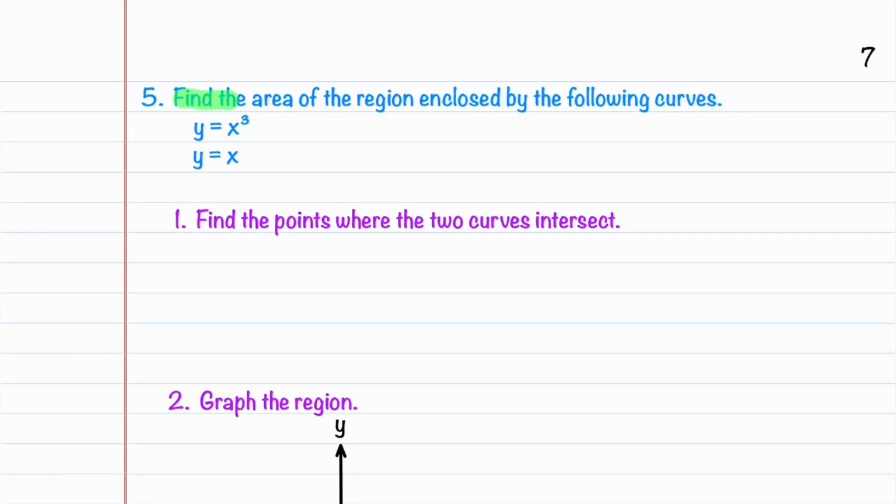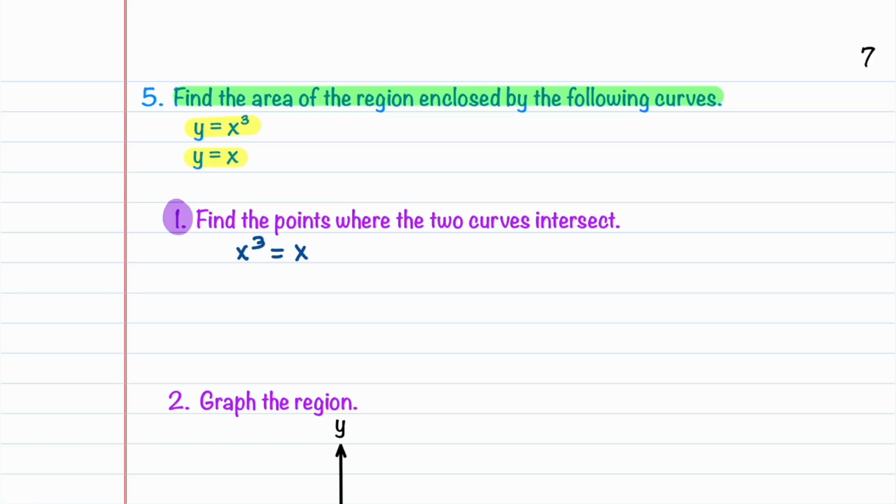In this example, we are going to find the area of the region enclosed by the following two curves. We have the curve y is equal to x cubed, and we have the curve y is equal to x. The first thing that we're going to do is find the points where these two curves intersect. All we have to do is set them equal to each other. x cubed is equal to x.